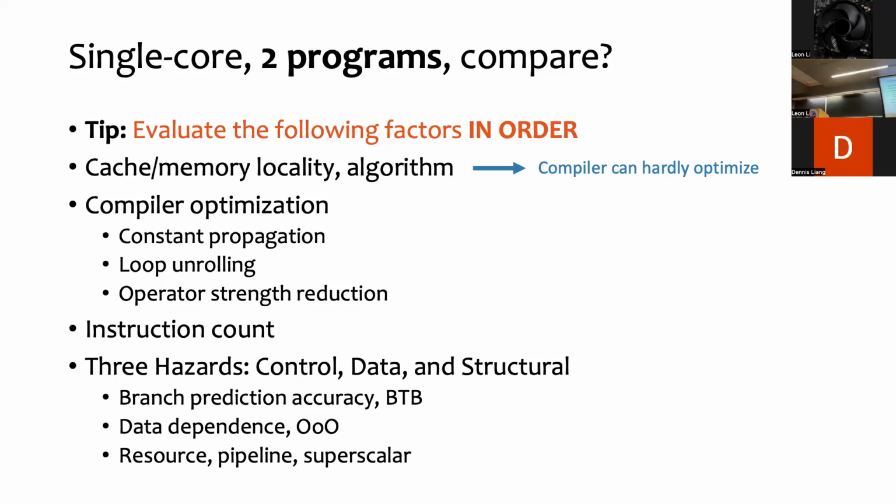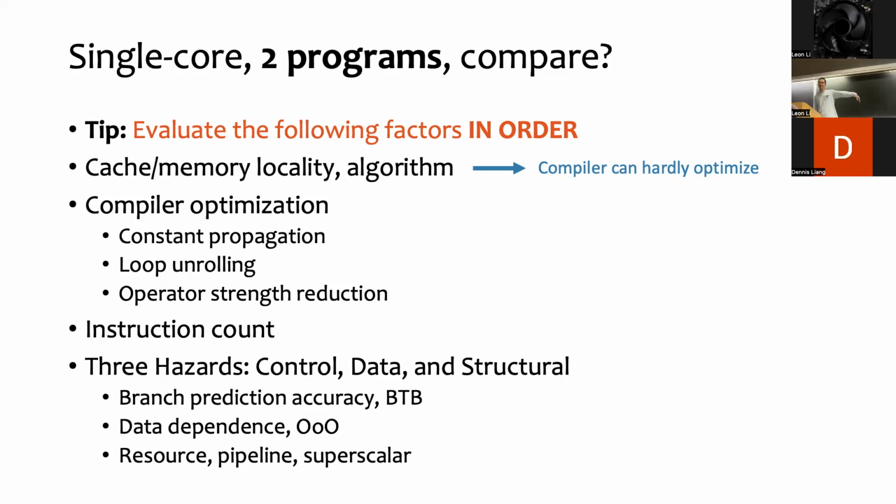Is it because compiler optimization can optimize more than if you optimize instruction count? Could you repeat that? Is it because compiler optimization has more effect on speedup than lowering the instruction count? Yeah, that's right. So if you look at instruction count and hazards, these are the information that we can analyze based on the assembly code.